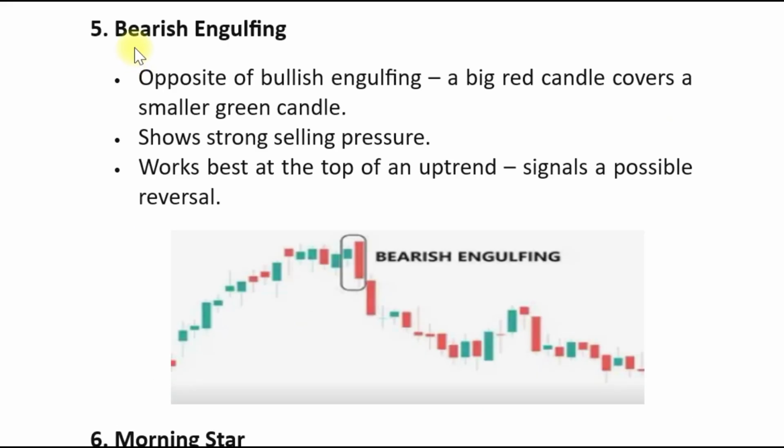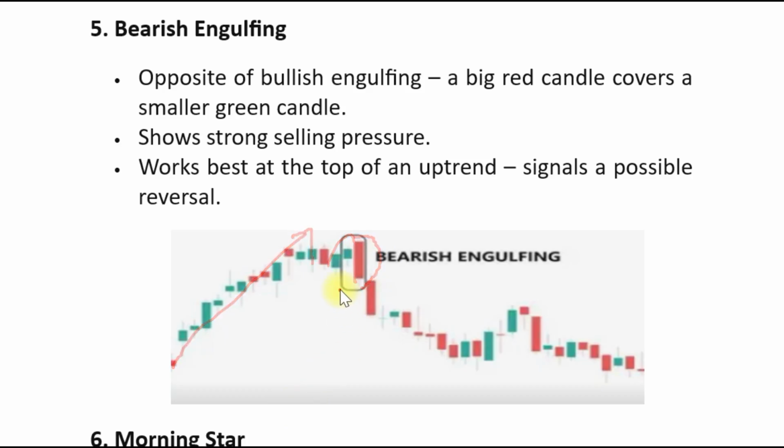Next we shall see the bearish engulfing. It is exactly the opposite of bullish engulfing. A big red candle covers a smaller green candle. It indicates strong selling pressure. It works at the top of an uptrend and signals a possible reversal. Here, the conditions to spot a bearish engulfing: the market should be in an uptrend, the last candle must be green, and the next candle must cover the previous candle's body.